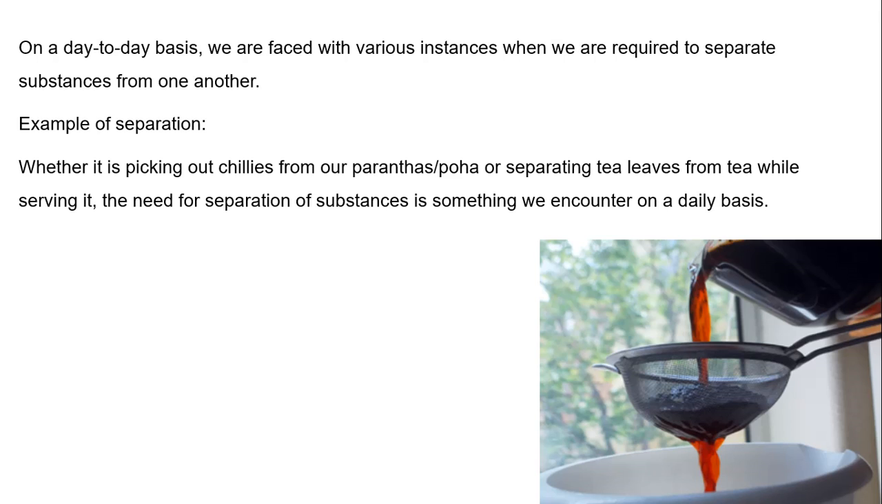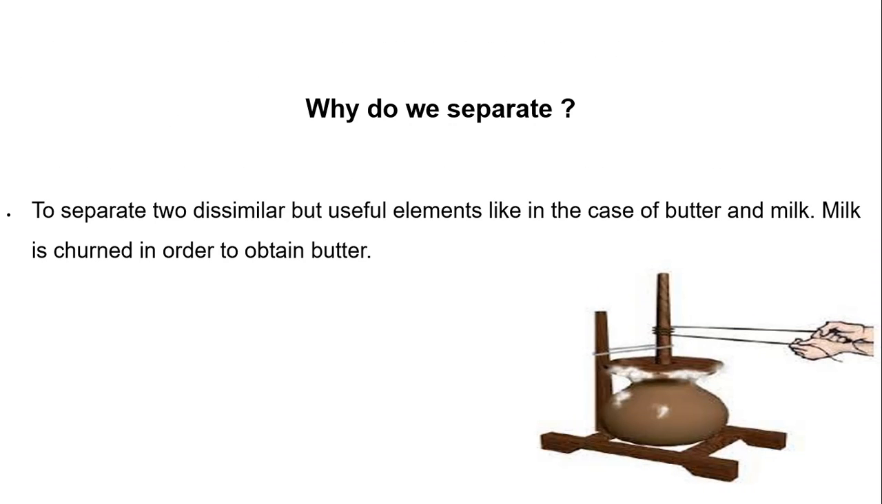Okay, in our day-to-day life, we generally use different methods of separation. Now, why do we need to separate? First, to separate two dissimilar but useful elements. For example, in order to separate butter from milk, the milk is churned. That means it is rotated with a high speed. When they rotate the milk with a high speed, it generally separates the butter and the milk.